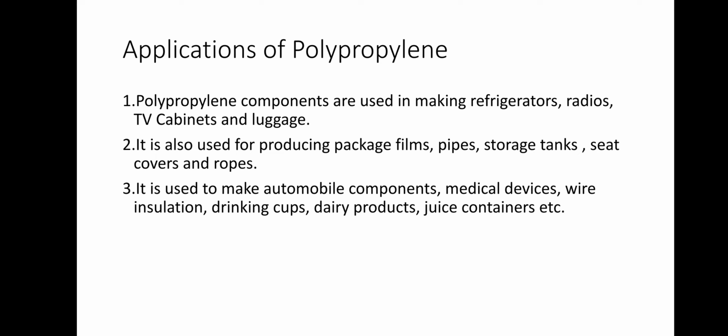Applications of polypropylene. Polypropylene components are used in making refrigerators, radios, TV cabinets, and luggage and suitcases. It is also used for producing package films, pipes, storage tanks, seat covers and ropes. It is also used to make automobile components, medical devices, wire insulation, drinking cups, dairy products, juice containers, etc.